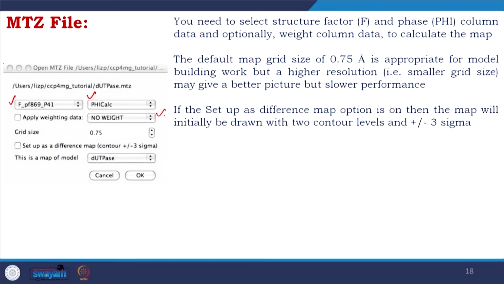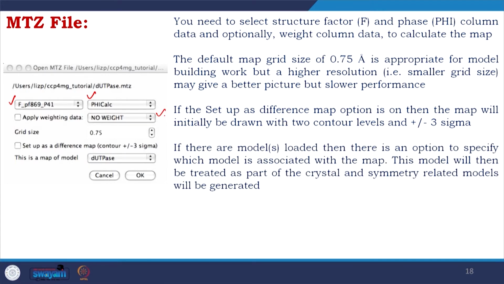If the setup as difference map option is on, then the map will initially be drawn with 2 contour levels at plus minus 3 sigma. If there are models loaded, then there is an option to specify which model is associated with the map. This model will then be treated as part of the crystal and symmetry related models will be generated.